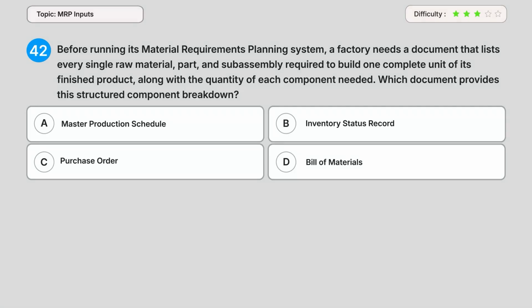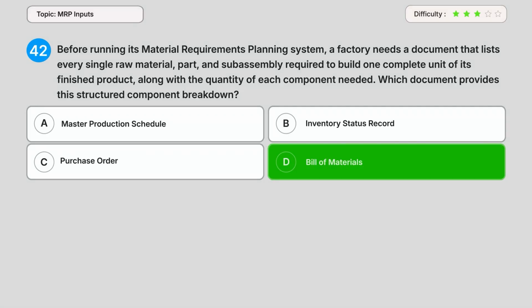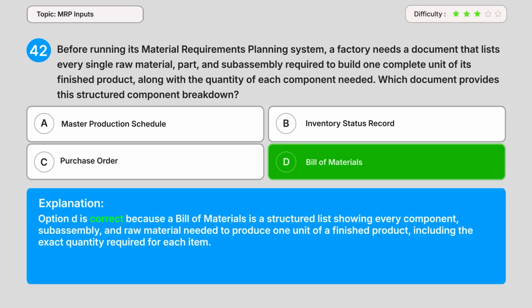Correct answer, D. Bill of materials. Explanation. Option D is correct because a bill of materials is a structured list showing every component, subassembly, and raw material needed to produce one unit of a finished product, including the exact quantity required for each item.